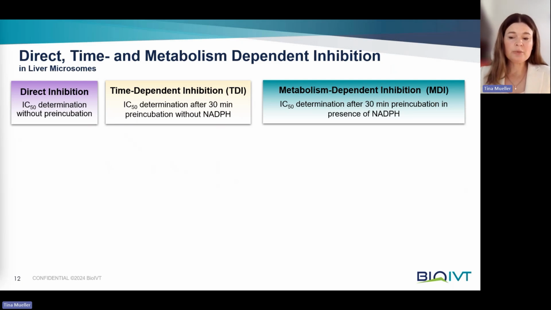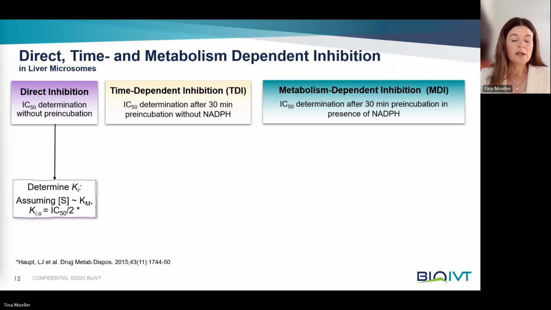Now, direct inhibition is evaluated by adding the substrate, NADPH, and the drug candidate, which serves as the inhibitor, at the same time. If the CYP enzyme is inhibited, the inhibition constant Ki is determined.